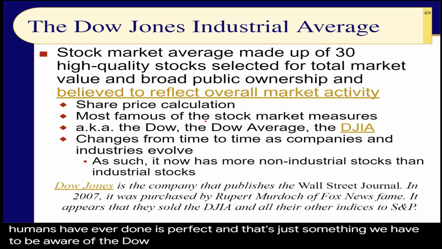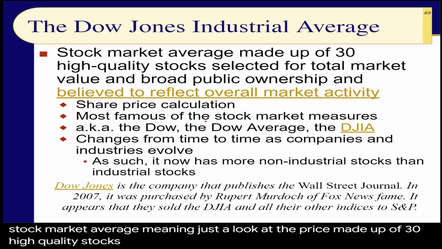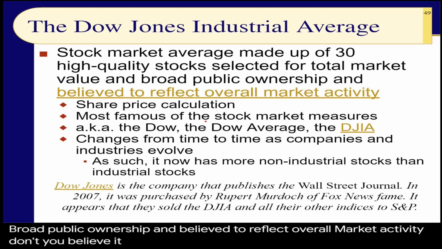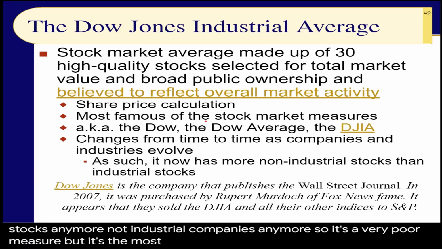The Dow, slide 49, the Dow Jones Industrial Average. It's a stock market average, meaning they just look at the price, made up of 30 high-quality stocks selected for total market value and broad public ownership and believed to reflect overall market activity. Don't you believe it? It's only 30 stocks, and most of them are not industrial companies anymore. So it's a very poor measure, but it's the most popular, and we're stuck with it.